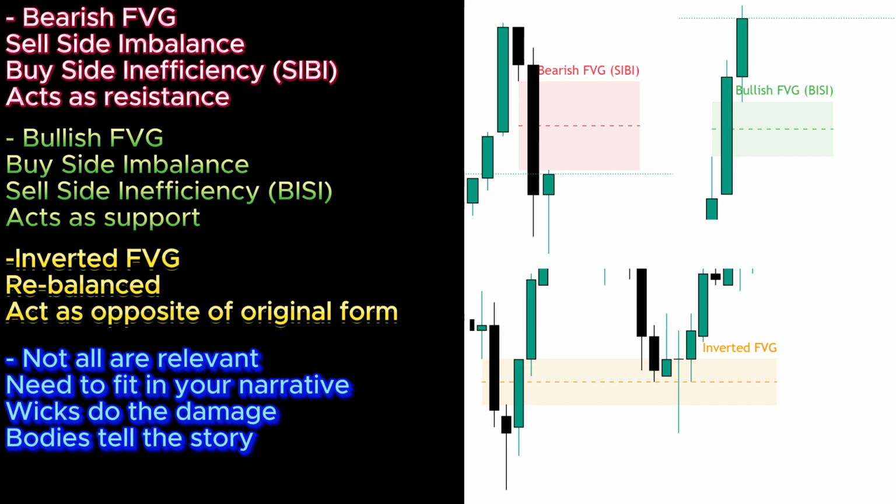They form all the time, so you need to decipher which are relevant to your narrative and which are to be ignored. The reaction to the midpoint of the gap is usually a good indicator, and keep in mind that the wicks do the damage, but the bodies tell the real story.